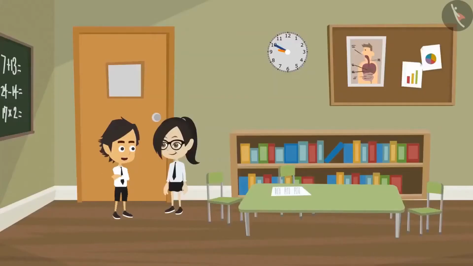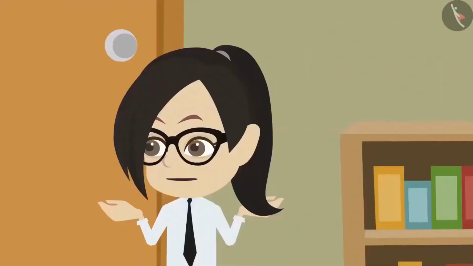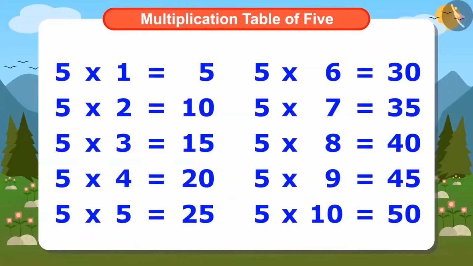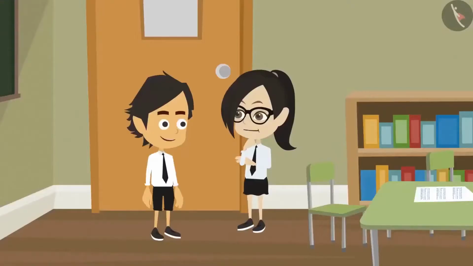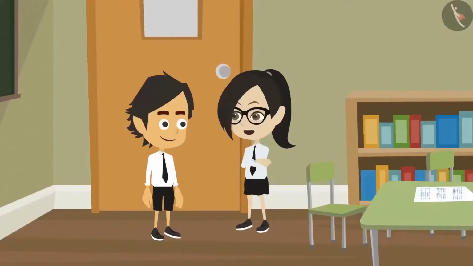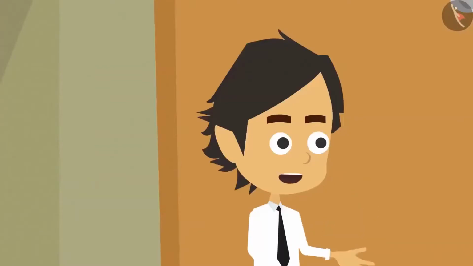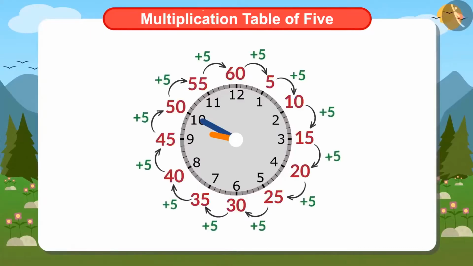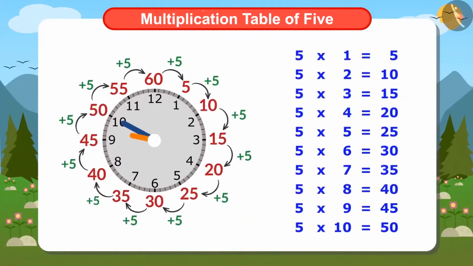Hey Vandana, you don't need to count. Then how will we find out how many minutes have passed? I use the multiplication table of 5. What is the relation between counting minutes and the multiplication table of 5? There is a direct relation. See, the difference between all these numbers is 5. And the difference between the numbers in the multiplication table of 5 is also 5.